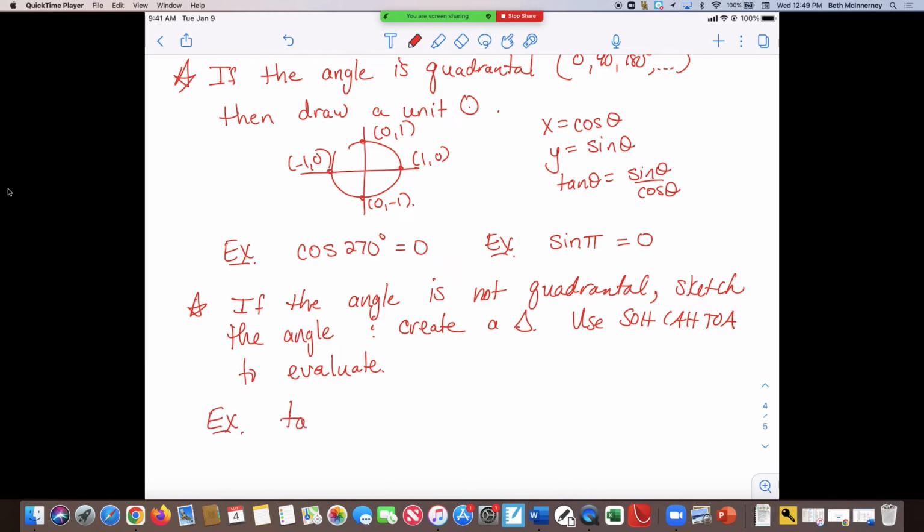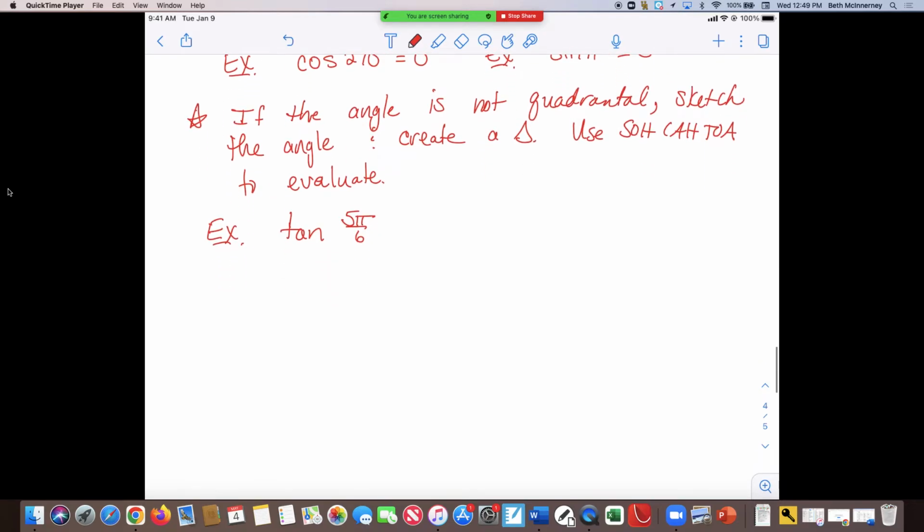So let's look at one of these. And let's say I want the tangent of 5 pi over 6. All right, now this is where you have to really understand what we laid out with the unit circle. What is pi over 6? 30 degrees. So what is 5 sets of pi over 6? 150. So this is going to be second quadrant. What's the reference angle? 30 degrees.